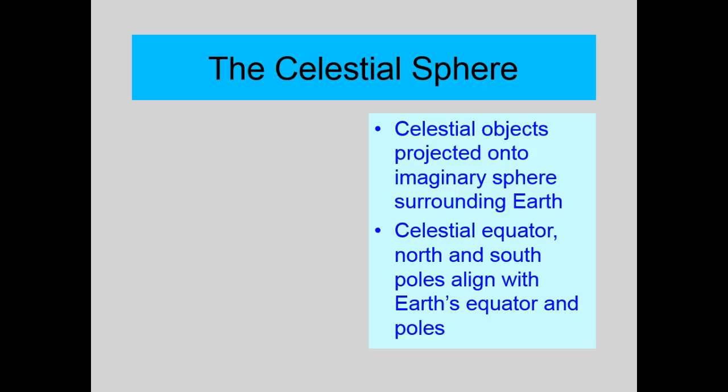They call that the celestial sphere. You can only see half of it at a time, so it would be a hemisphere. So all the celestial objects were projected onto an imaginary sphere that surrounded the earth. Way, way, way out there.